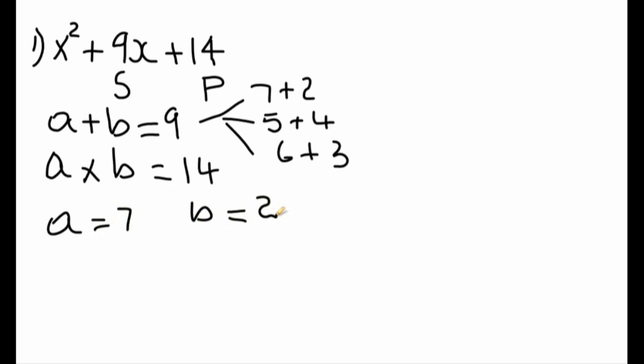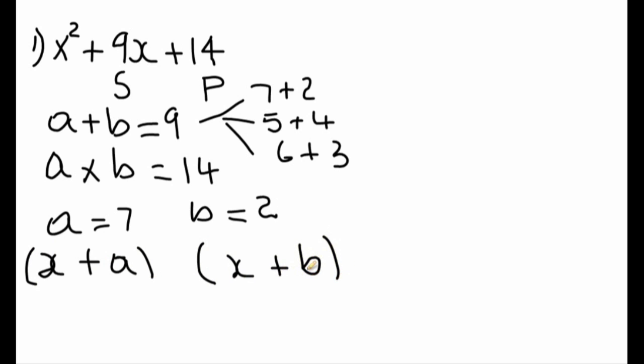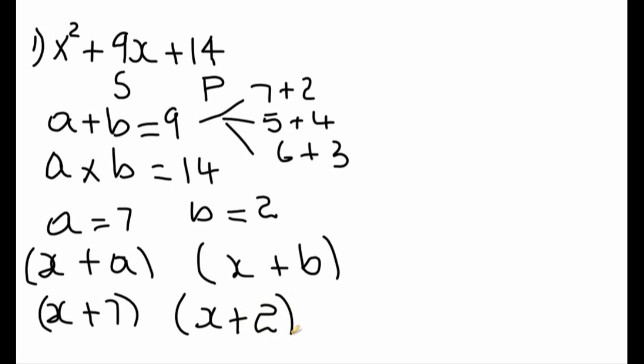Once we find it, it's easy. Since we find those two numbers, we're just gonna say this expression is gonna be x plus a times x plus b. Sometimes b can be negative, so in this case we're just gonna put it as negative. So in this case it's just x plus 7 times x plus 2. There it is. That's the factorization. This is not always possible, but you should check if it's possible. If it's possible, you quickly find the factorization.